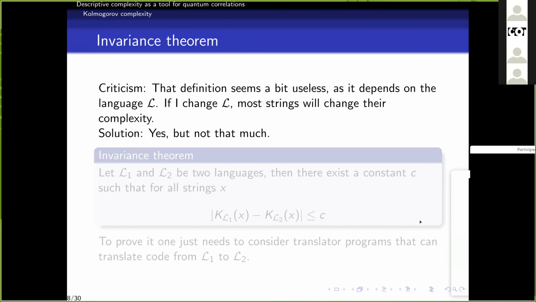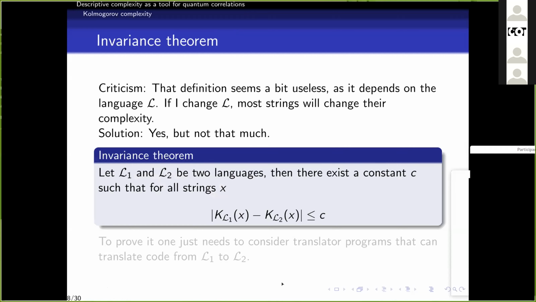So the simple criticism one can have for this definition is that it seems a bit useless because it depends on the language L that one chooses. So if we change the language, most strings will change their complexity. A nice result in order to see that this is not a big problem is the invariance theorem, that says that if we have two different languages, L1 and L2, both Turing complete, then there exists a constant C independent of the strings, such that for all strings X, the difference between the complexity for both of the languages will be less or equal than this constant C.